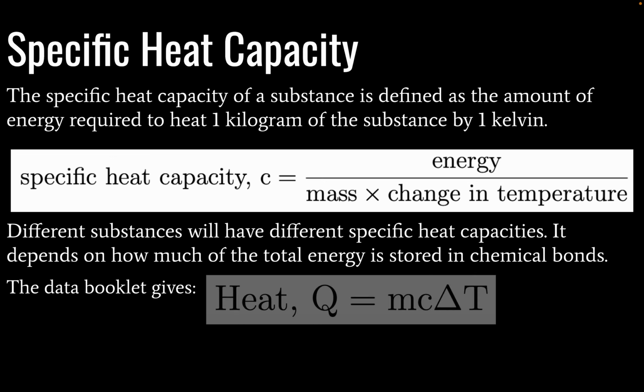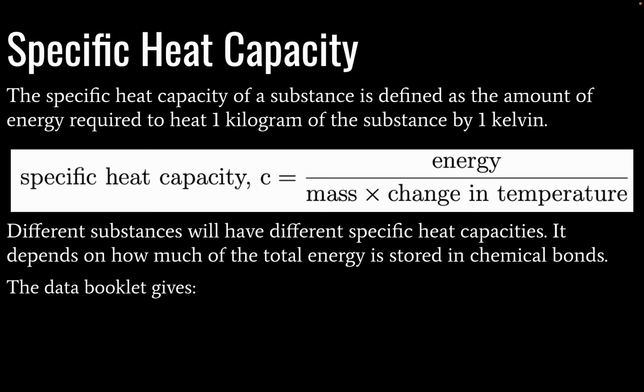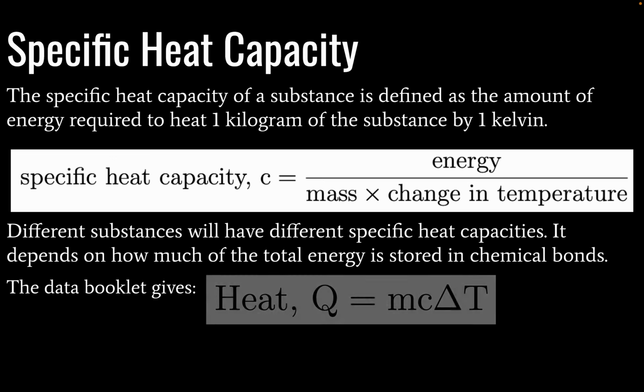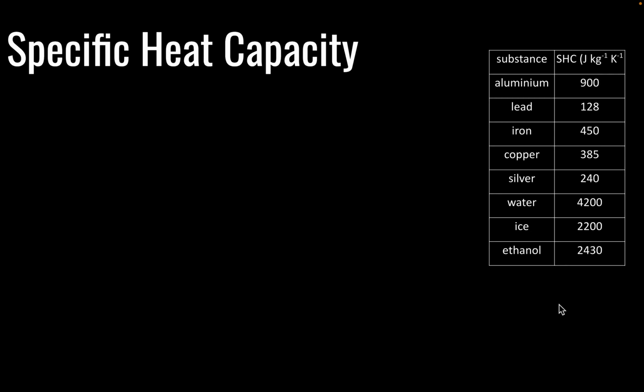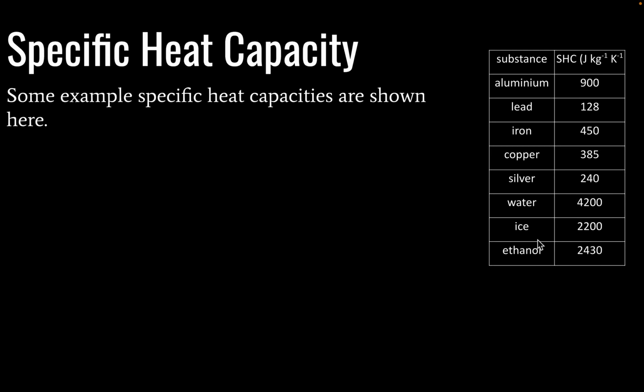See more in IB chemistry for more information. The data booklet here gives Q equals mc delta T. So our energy is equal to mc delta T. There we go. Here are some examples, specific heat capacities.